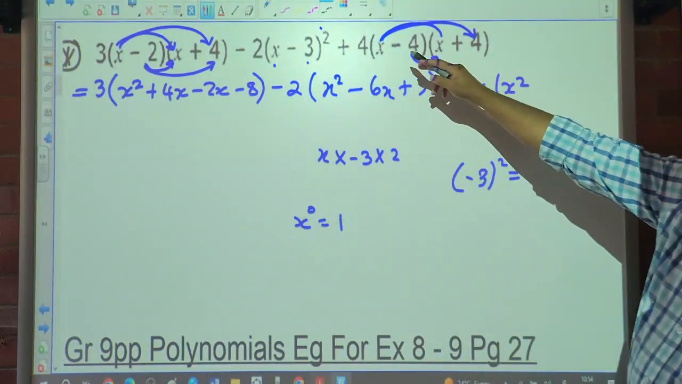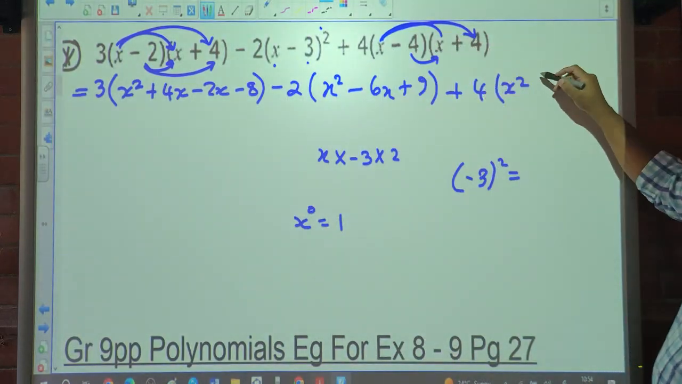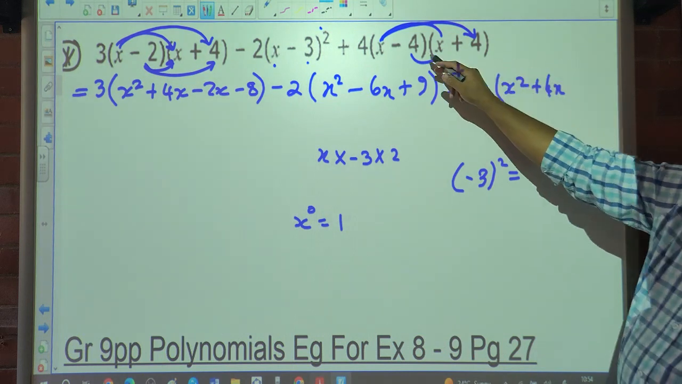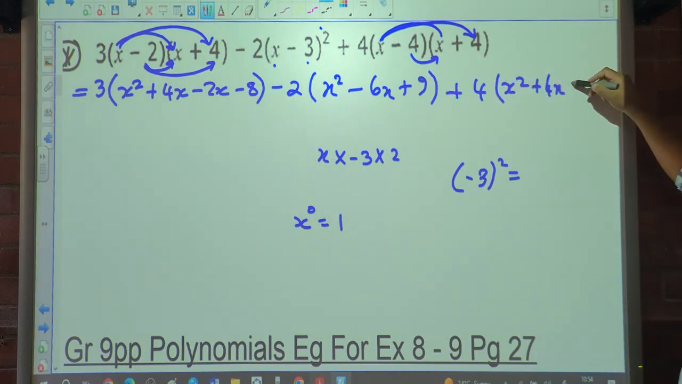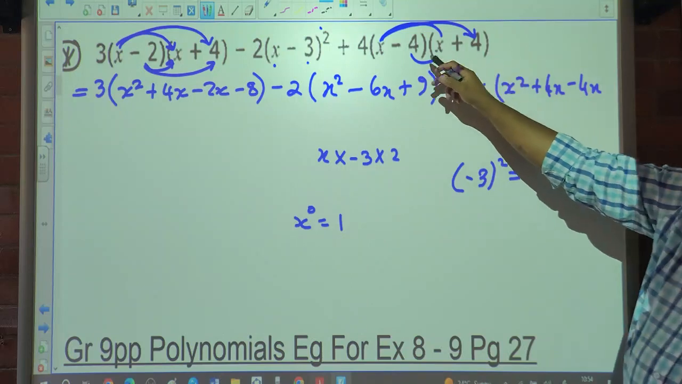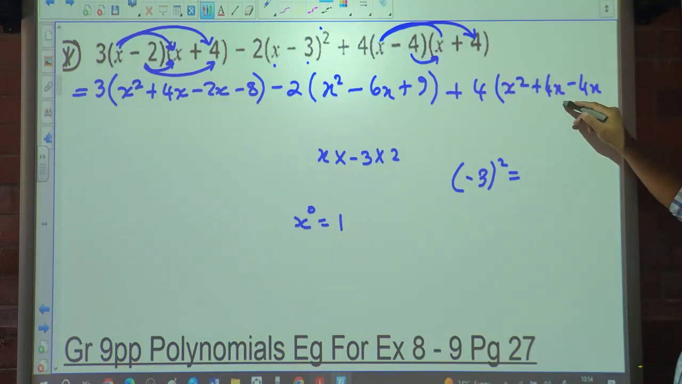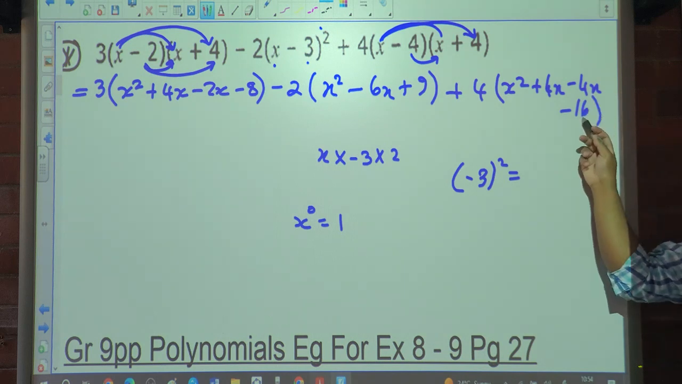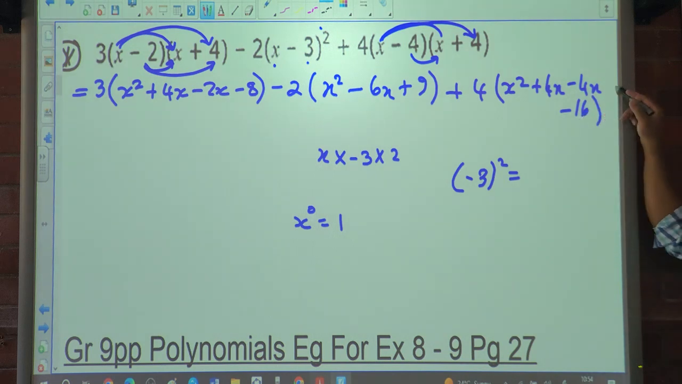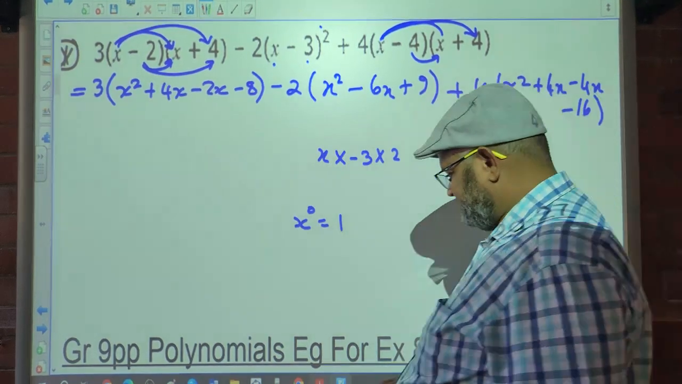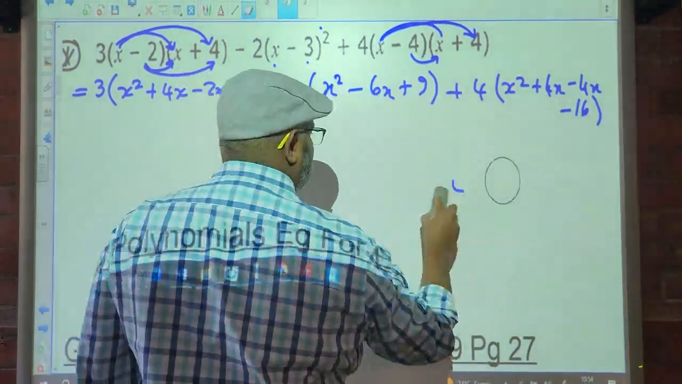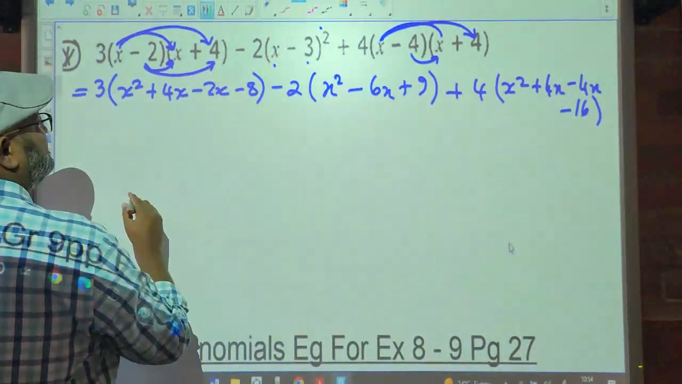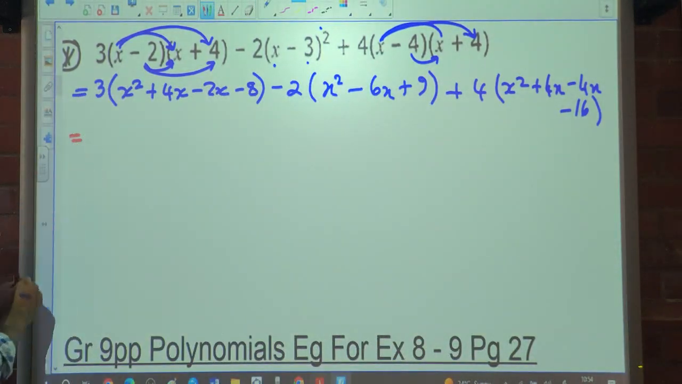Okay, let me just write it down. You guys are already confused. x multiplied by 4? 4x. Negative 4 times x? Negative 4x. What's negative 4 times the positive 4? Negative 16. You don't write it here at the bottom, no? It goes next to it. Okay. So what do I do now?